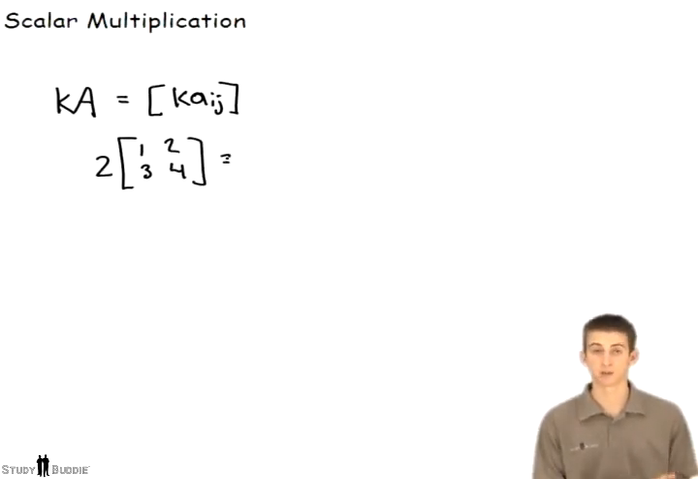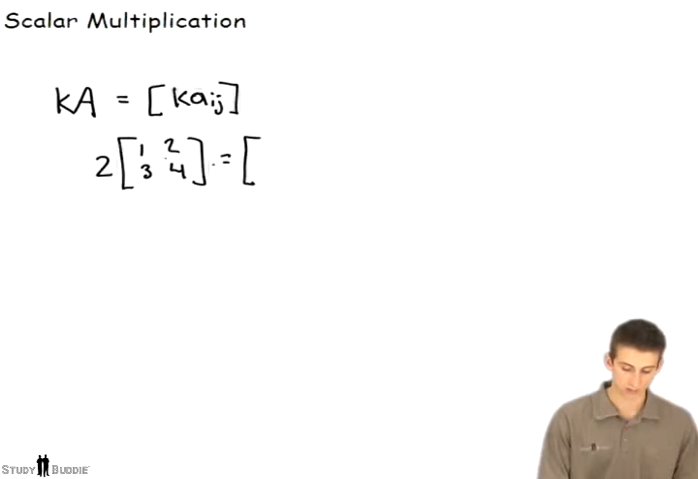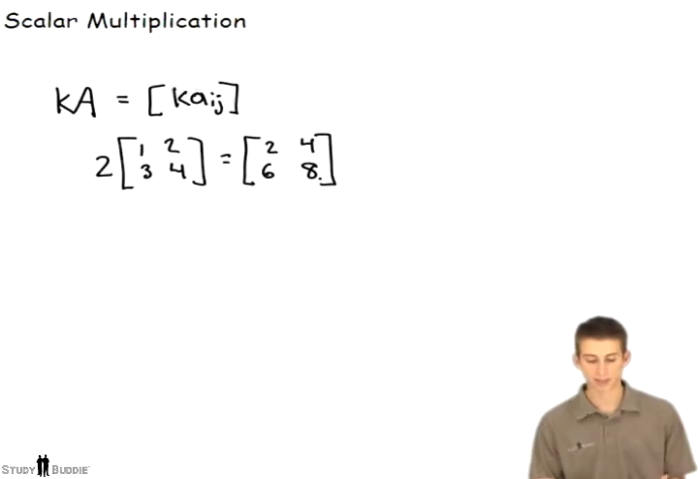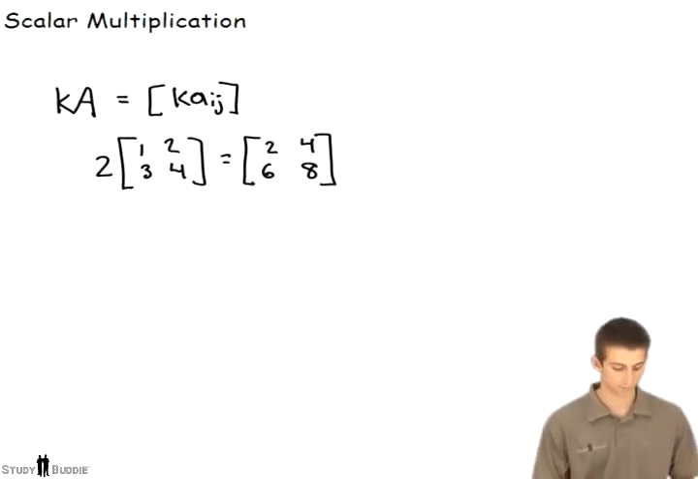As an example, if we had 2 times our matrix 1, 2, 3, 4, we're simply going to multiply 2 by each entry. So 2 times 1 is 2, 2 times 2 is 4, 2 times 3 is 6, and 2 times 4 is 8. The new matrix again will be the same size, and other than that, very simple.